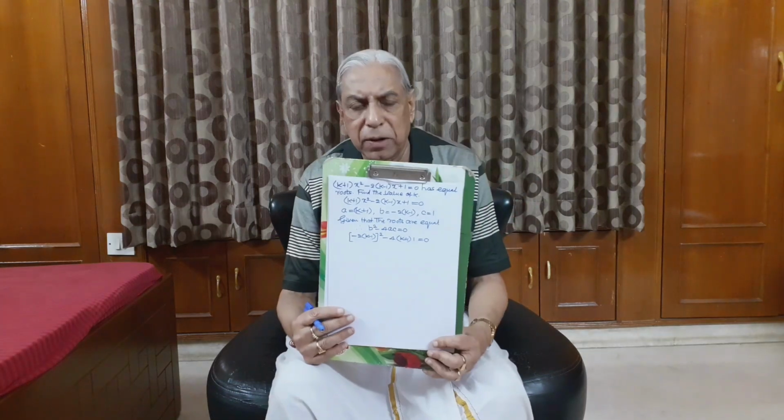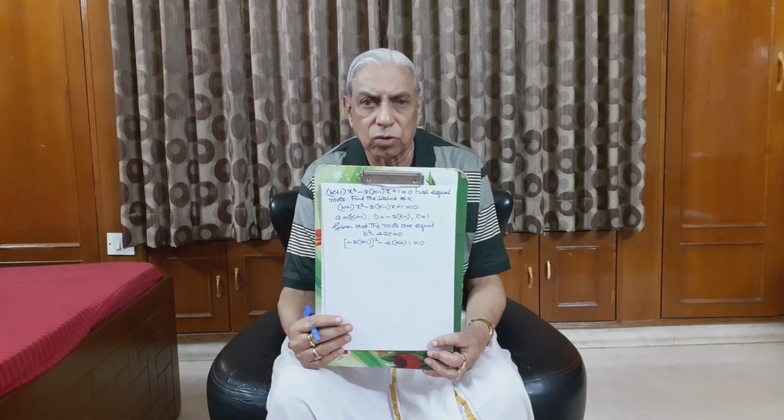Minus 4ac. Minus 4 times, what is the value of a? k plus 1, into, what is the value of c? It is 1. That is equal to 0. Minus 4 times k plus 1 into 1, that is equal to 0.